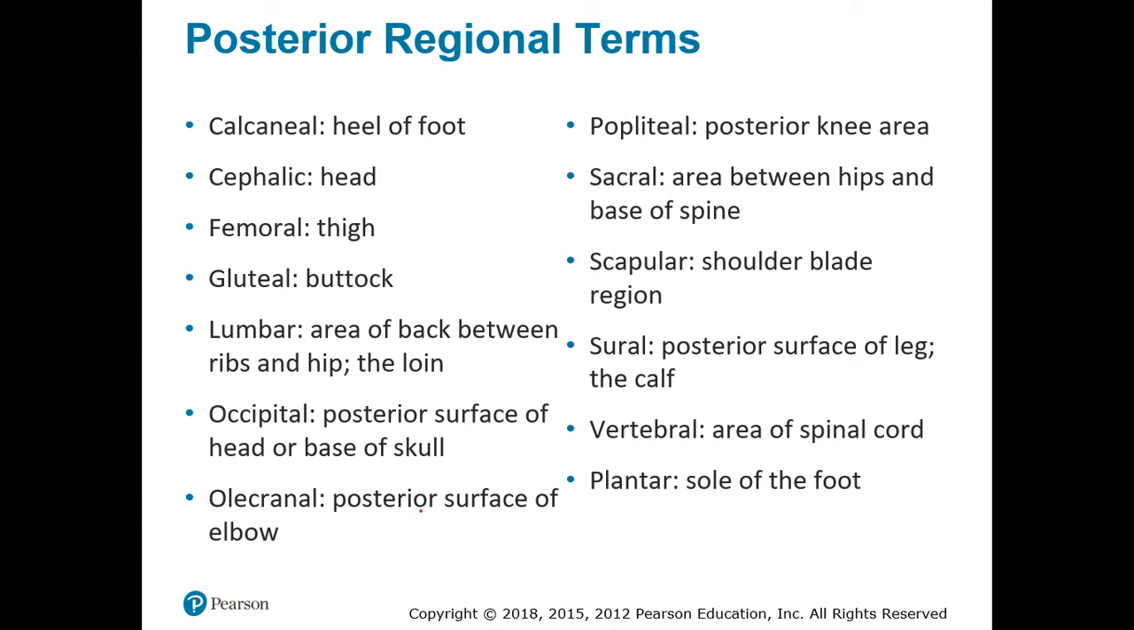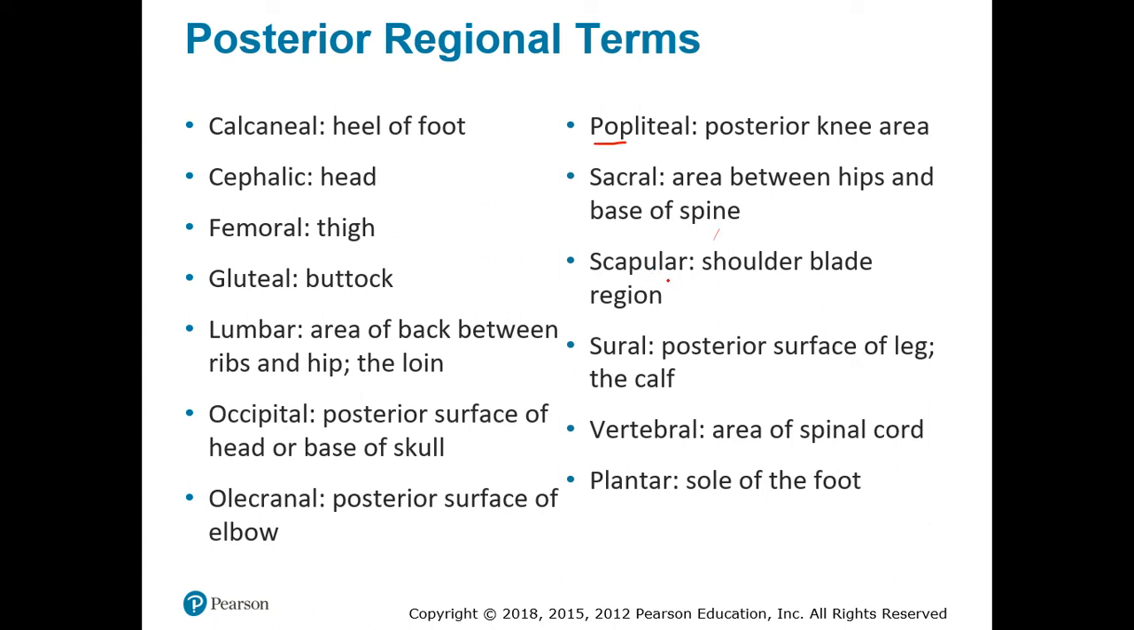The olecranal is going to be the posterior or backside of your elbow. Popliteal, this is your posterior kneecap area, so back behind your knee. I always think when you usually stretch this, your knee goes pop. Sacral, this is named after your sacrum, which is part of your spine. It's at the very base above your coccyx or your tailbone.